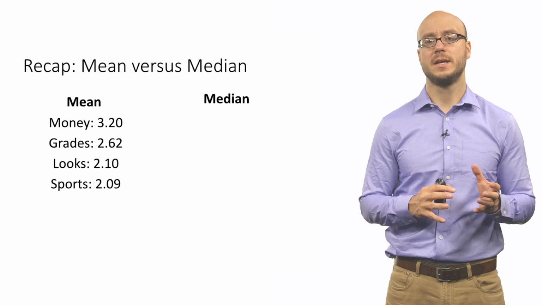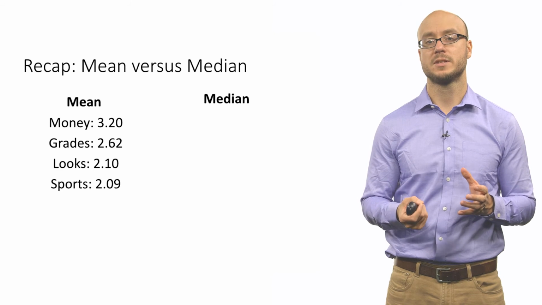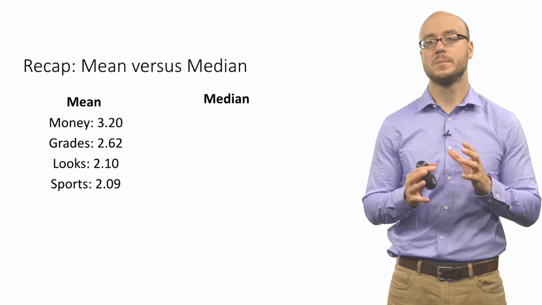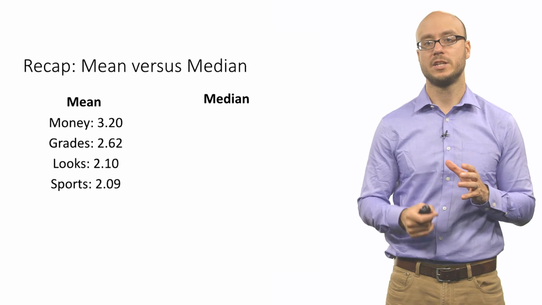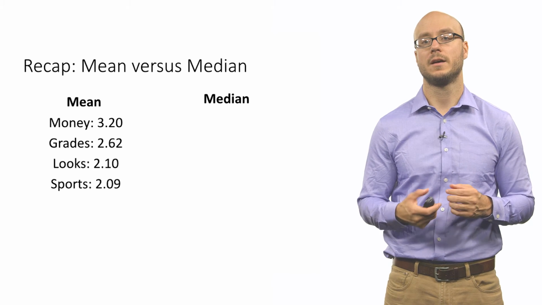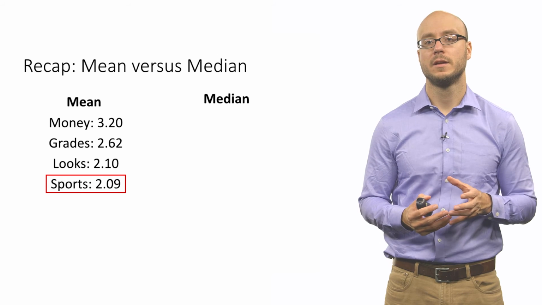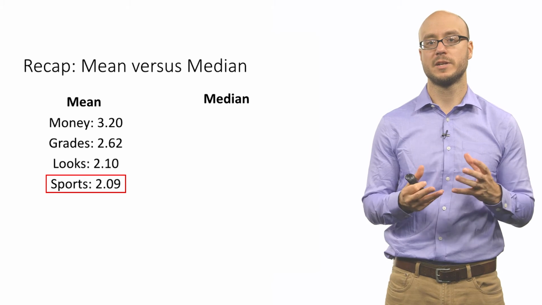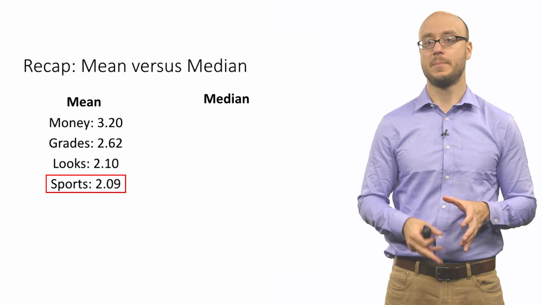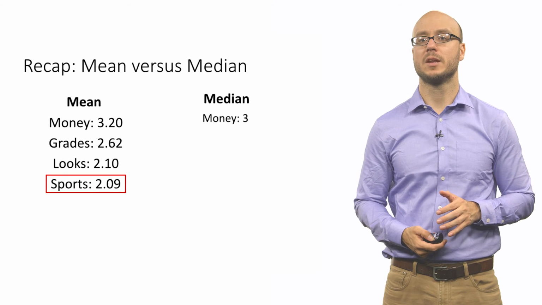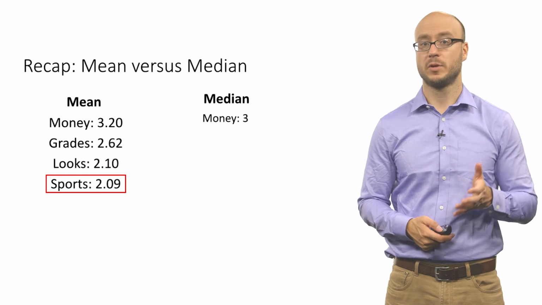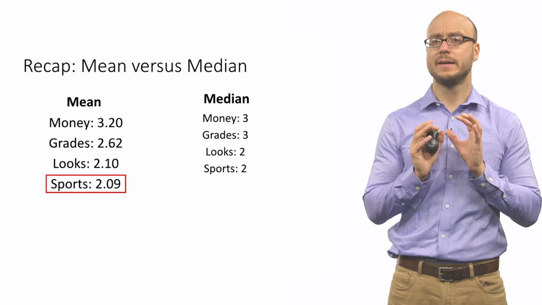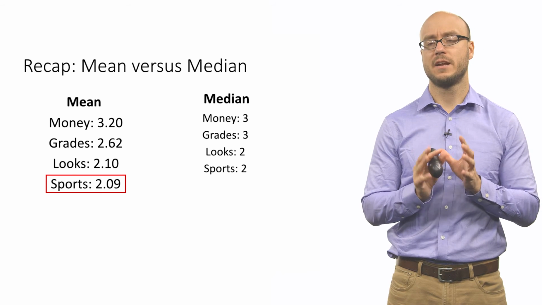Now let's compare the mean values with the median values. Both of these are measures of central tendency. We're trying to find the typical observation, the typical ranking for each of these attributes of popularity. If we look at the mean, the most important quality for being popular, as expressed by these elementary school kids, is sports. So if you want to be popular according to the mean, do sports. But how about the median? Well, the least important is money, similar to the mean, then grades, then looks, and then sports. So you can see we have a very similar set of results.